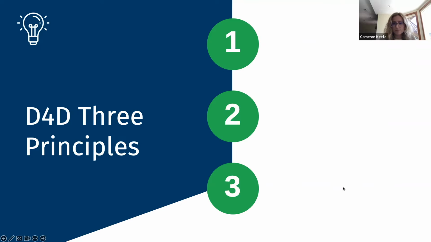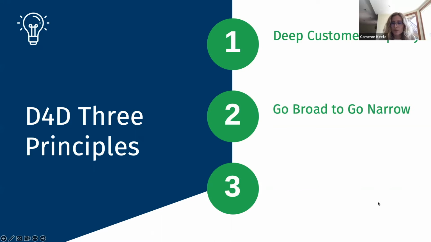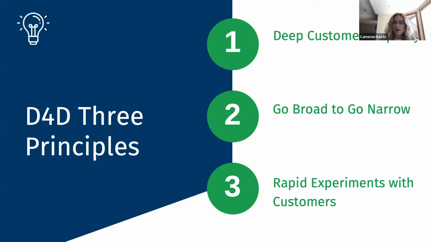They are as follows. Deep customer empathy, where we want to get to know the customer and understand the problem through empathy before we attempt to build a solution. Going broad to go narrow. Once we understand the problem, we want to brainstorm a lot of ideas and then pick out the best ideas to move into step 3, rapid experiments with our customers. In this final principle, we want to test our ideas with customers before spending a ton of money on production and marketing when we don't even know if it'll work well. This allows us to learn and adapt our solution to better solve our customers' problems.